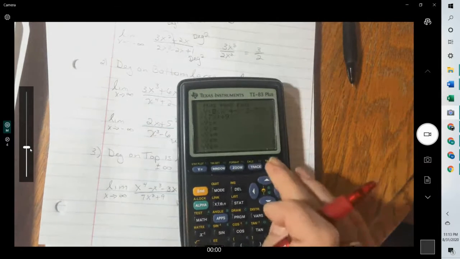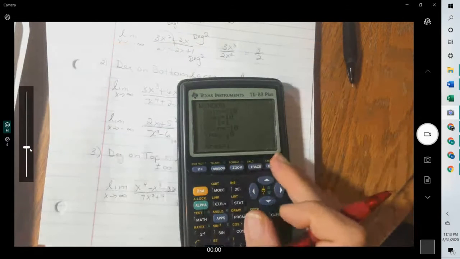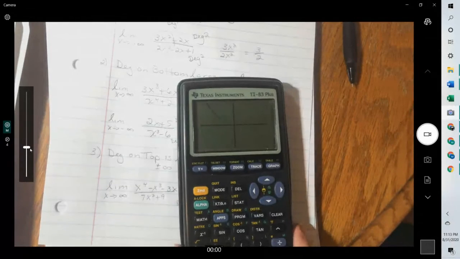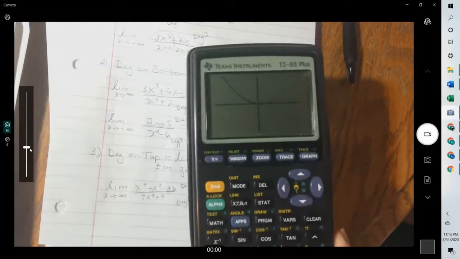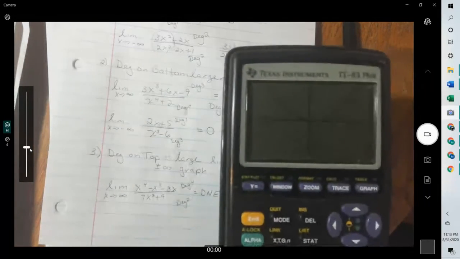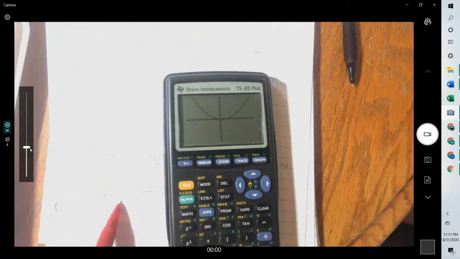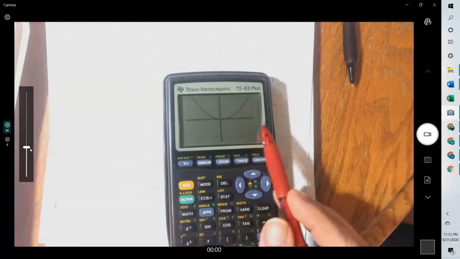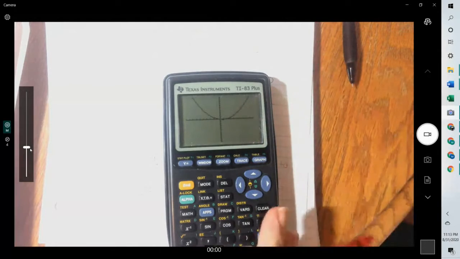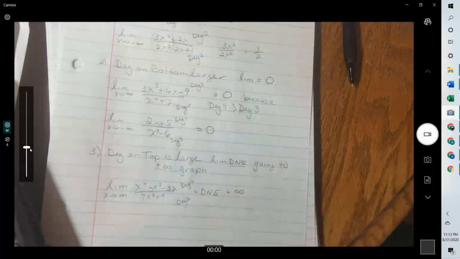Okay. So then we graph it. Well, let's see what my window is. I think it'll work. I have negative 10, 10, negative 10, 10. Okay. And we were looking at positive infinity, which means we're going this way. And notice it's increasing. So it's going to positive infinity. So it does not exist and positive infinity.